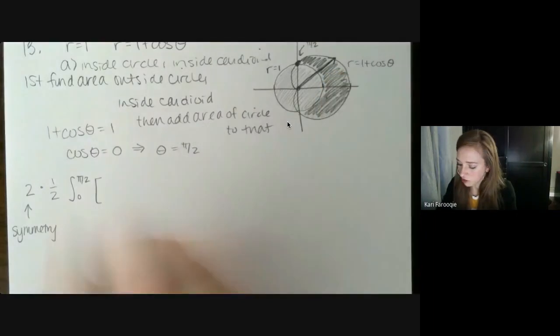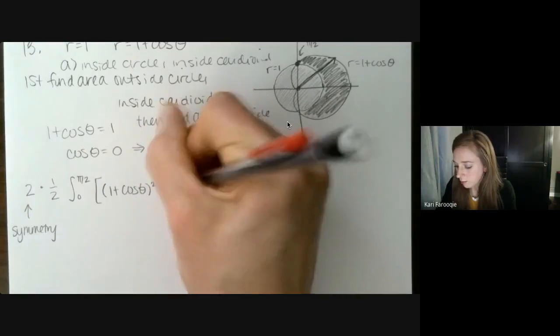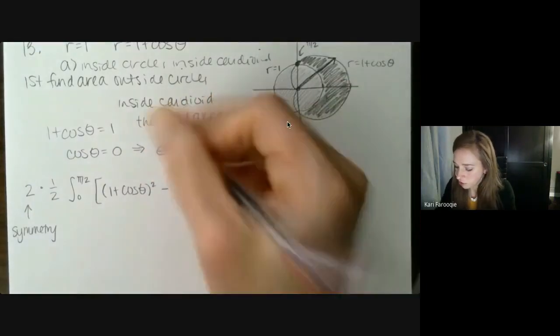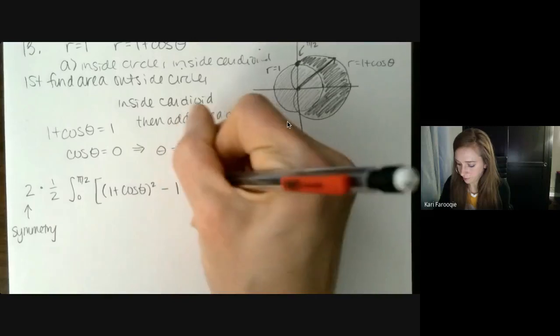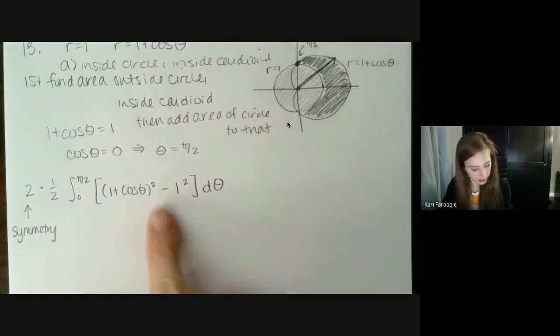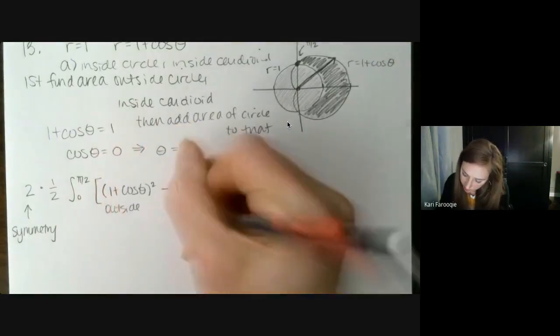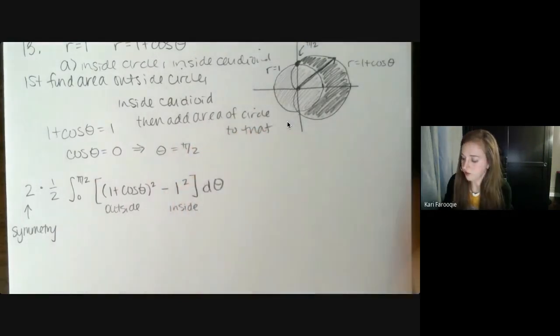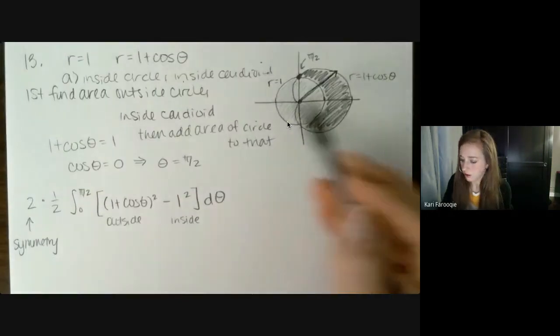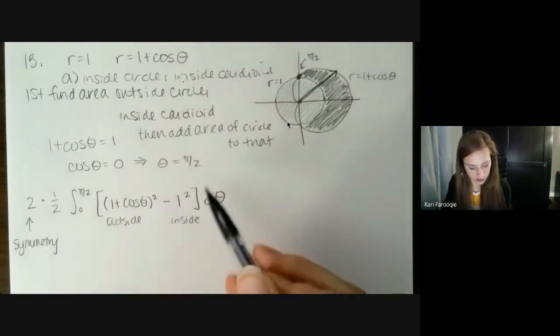So the outside region is 1 plus cos theta, so we'll square that, minus the inside region, which is 1 squared d theta. I don't want to make this video super long. You guys have done a ton of these at this point. I feel like you should be pretty comfortable with this integral, but we're taking the outside function minus the inside function. R equals 1 plus cos theta, R equals 1. You're going to expand this out, subtract 1, integrate.